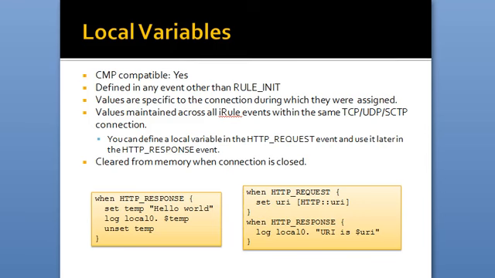They're defined in any event other than the rule init event. Values are specific to the connection during which they were assigned, and these values are maintained across all events servicing this one connection. The values are cleared from memory when the connection is closed. Here we see a variable named URI which contains the request URI, and it is defined in the HTTP request event. We later have access to that same variable in the HTTP response event, and we're able to access it.